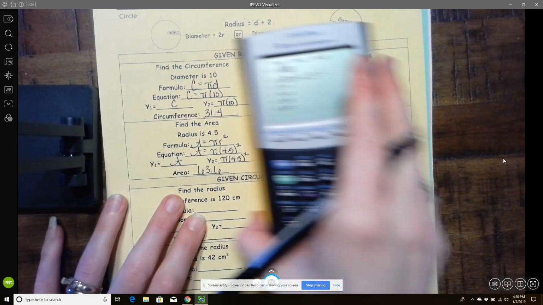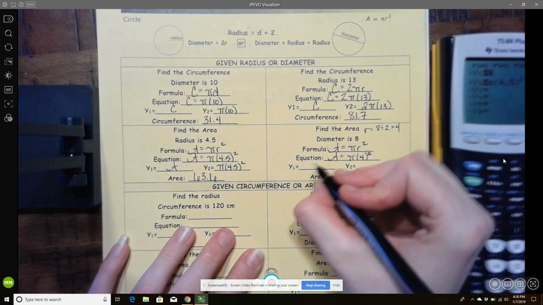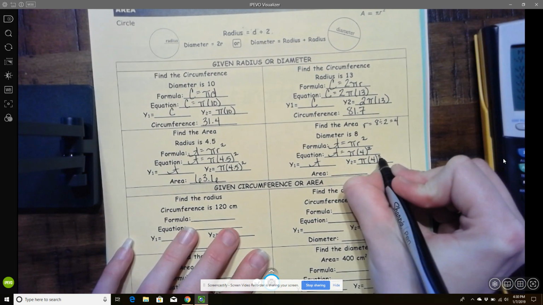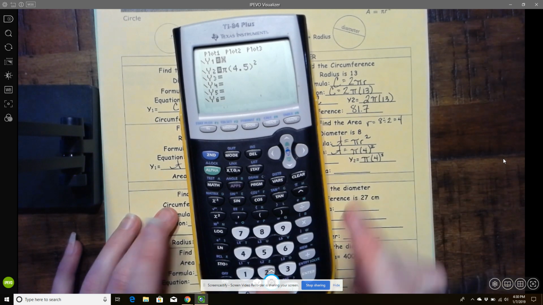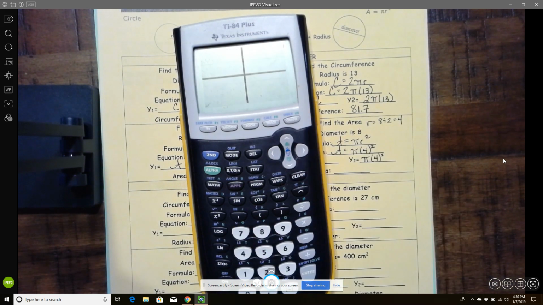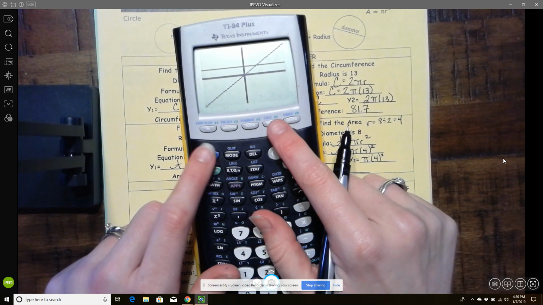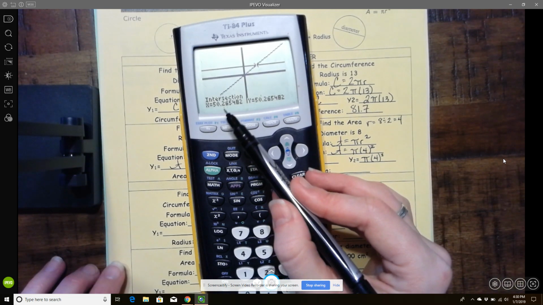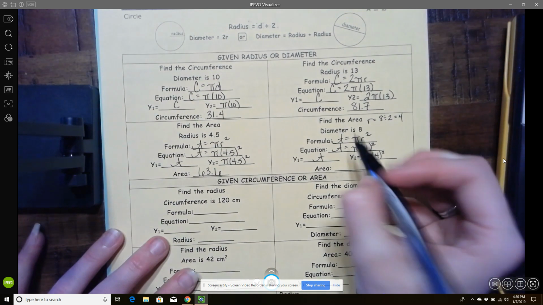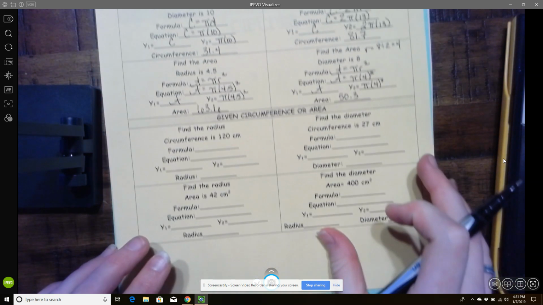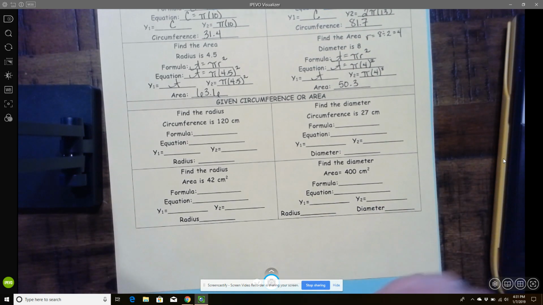So again, we're still going to have an x here because y1 is going to be A and y2 will be pi times 4 squared. So what I can do, instead of retyping everything, so second trace 5, and I get 50.26, which would round to 50.3.